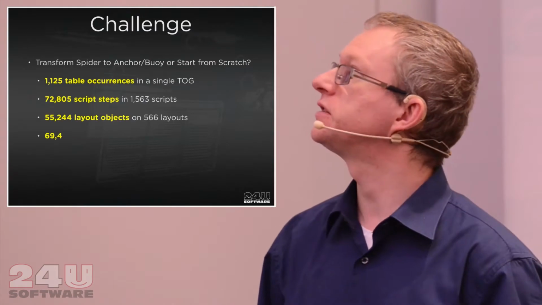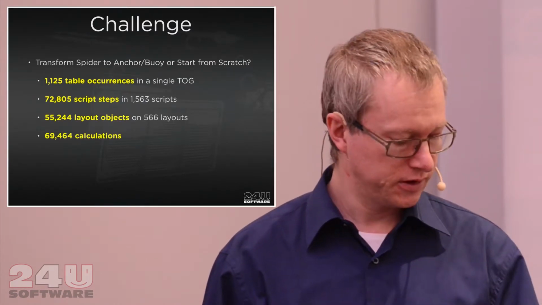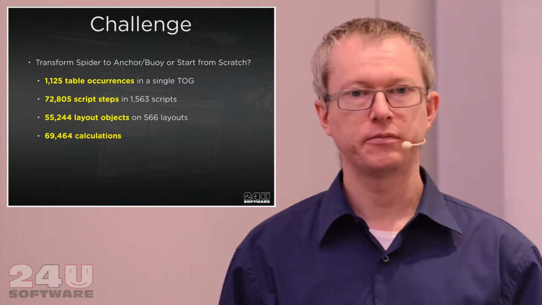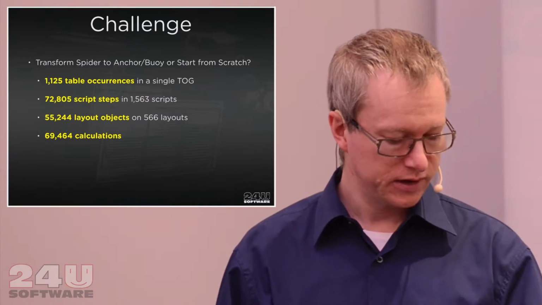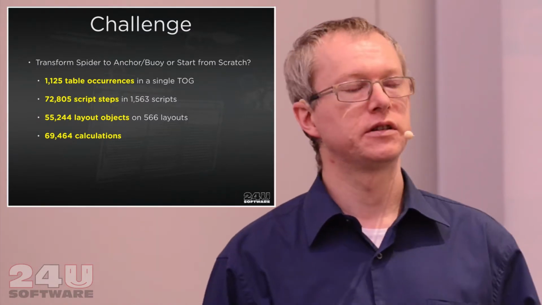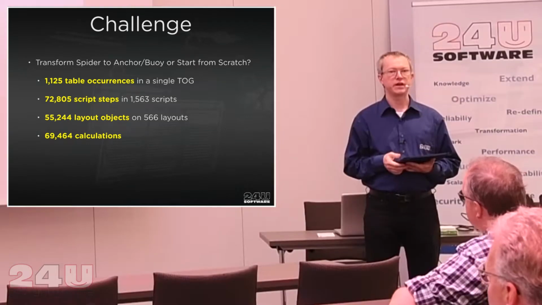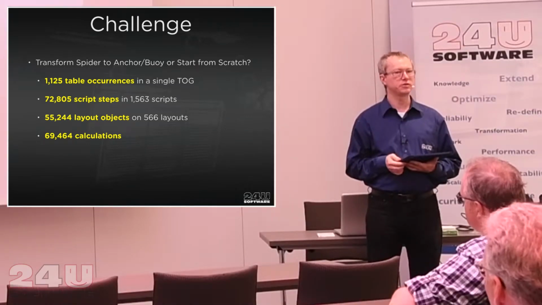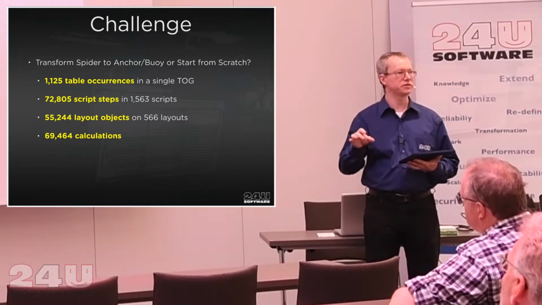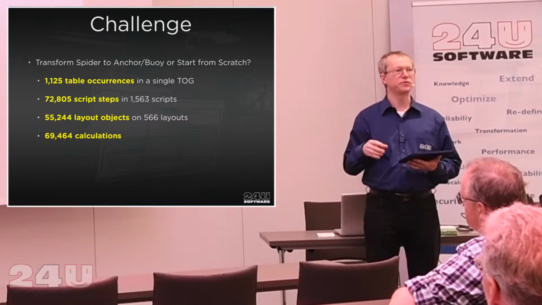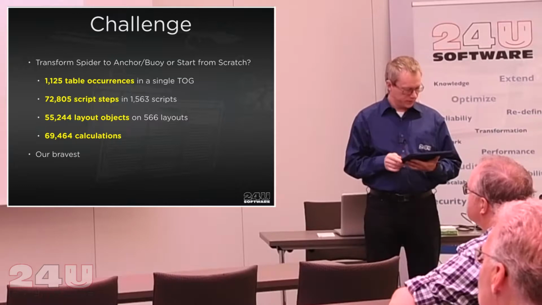Now we were facing a challenge. We had a solution with a spider structure with about 1,000 table occurrences in single table occurrence groups. And as you can imagine, when you try to change the table structure, you will break almost everything. Scripts will stop working, layouts will stop working. There are a lot of dependencies on the structure which you have to fix when you do that. So that was a big challenge.